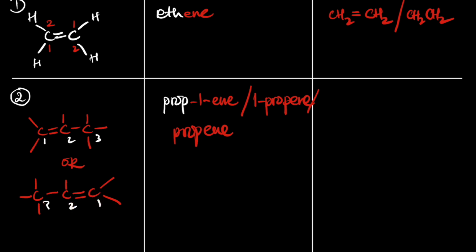So the condensed structural formula for this one is going to be CH2. As you can see, it's CH2, CH, and CH3. So we show the double bond, and then we can say CH and CH3.